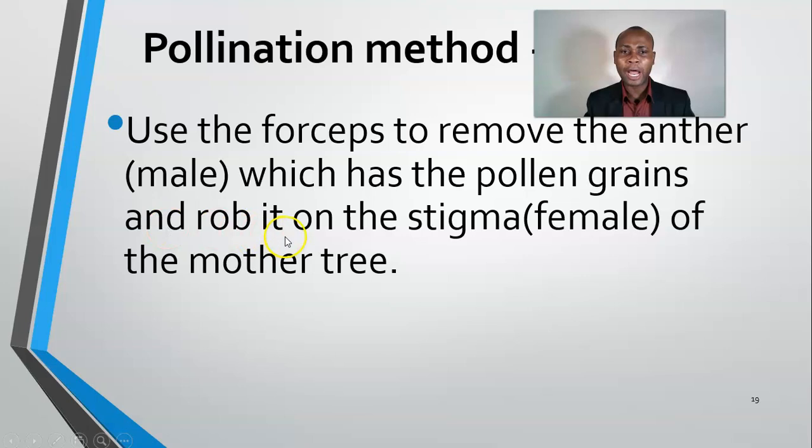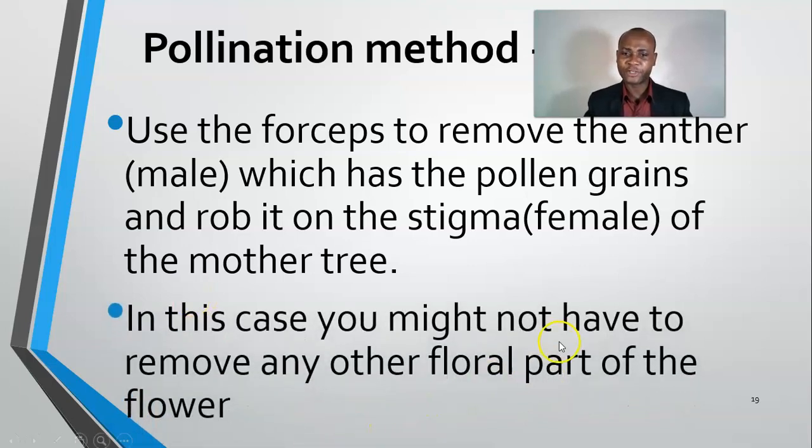Then you rub the pollen grains on the stigma, the female part of the mother tree. So instead of removing the petals, you pluck out the anther and then you rub it. After rubbing, you throw it away. You pluck another one and rub, and then throw it away. So that is the second way of doing it. In this case, you might not have to remove any other floral part. You just pick the anther, which has the pollen grains, and rub it without removing the floral parts.